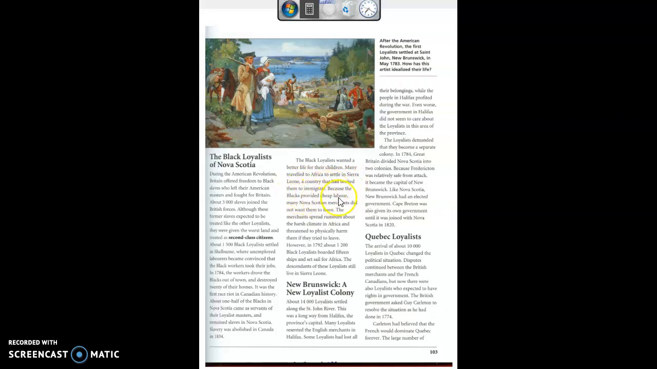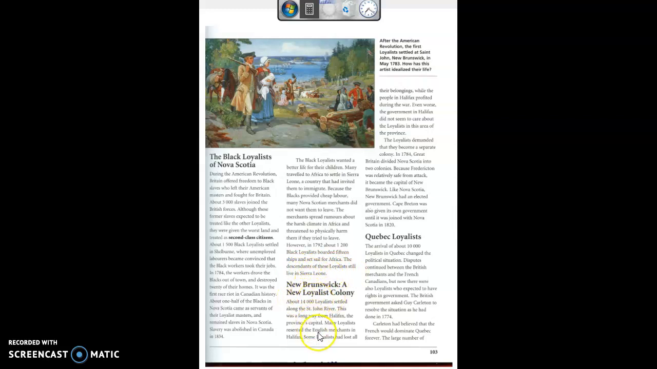Because the blacks provided cheap labor, many Nova Scotian merchants did not want them to leave. The merchants spread rumors about the harsh climate in Africa and threatened to physically harm them if they tried to leave. However, in 1792, about 1,200 black Loyalists boarded 15 ships and set sail for Africa. The descendants of these Loyalists still live in Sierra Leone.